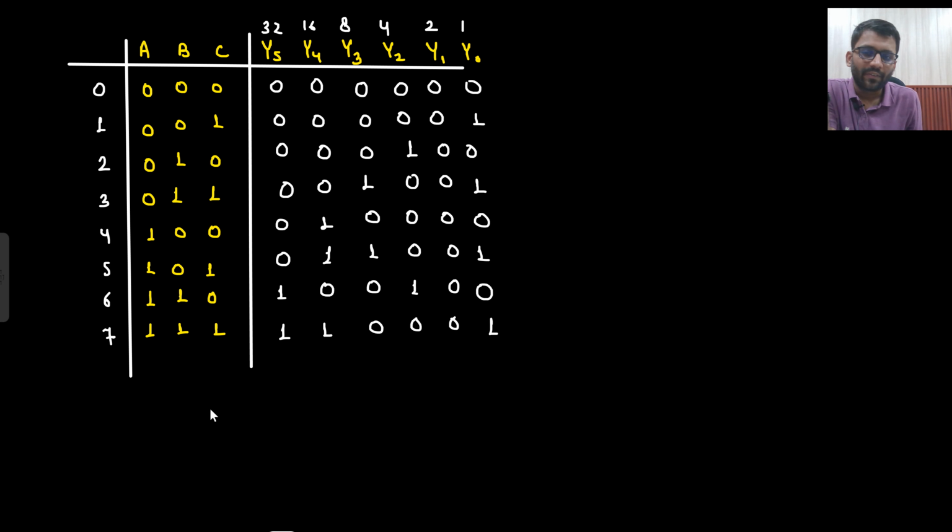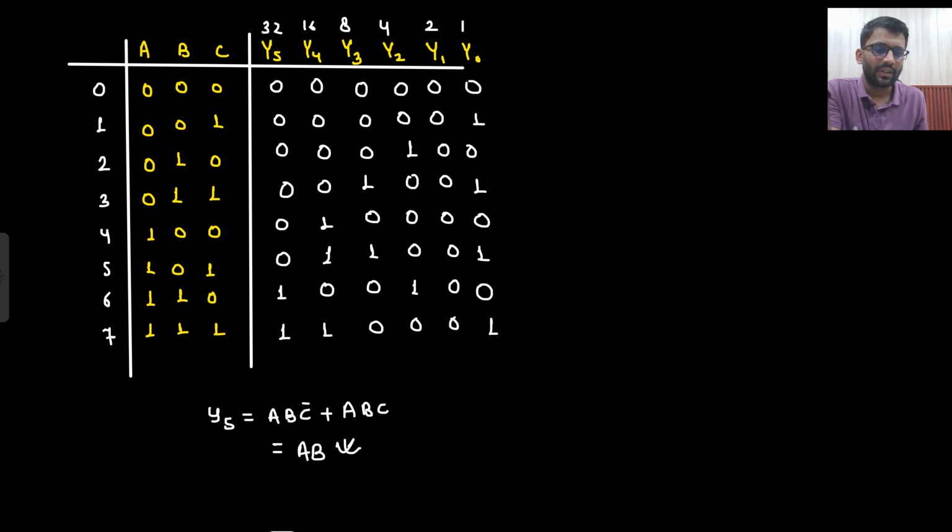For y5, if I need to write down y5, what would that y5 be? Y5 would be a into b into c bar plus a into b into c, right? Y5 is 1 here only. So a into b into c bar plus a into b into c, which can be reduced to ab. This is your y5. Well and good. Okay, next I have only one example.